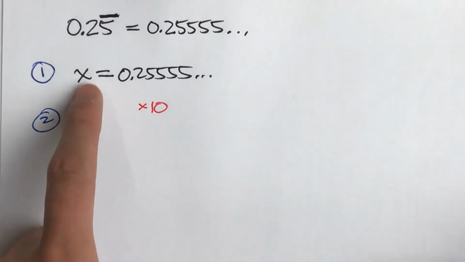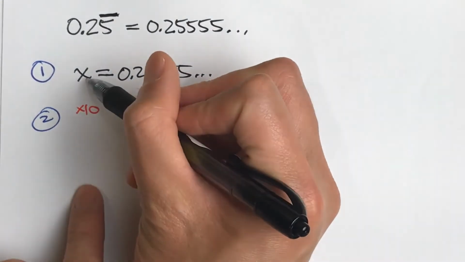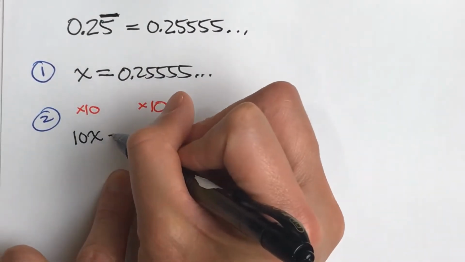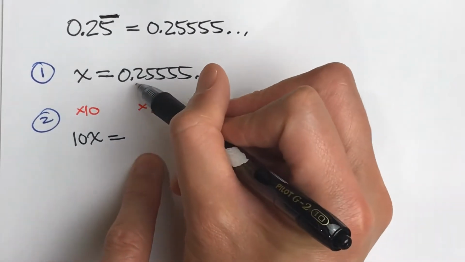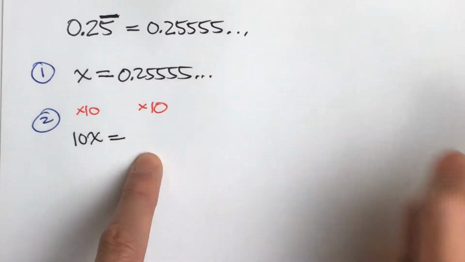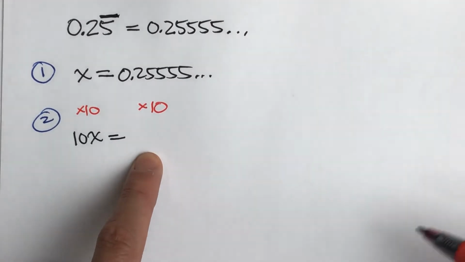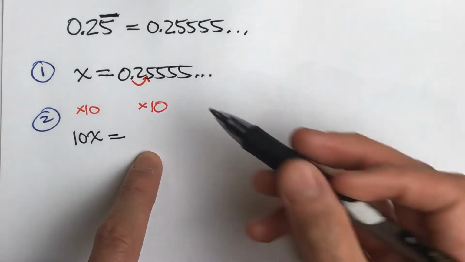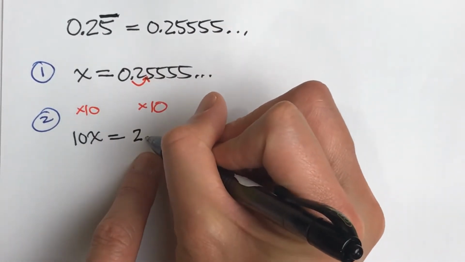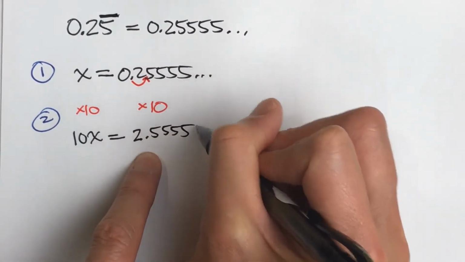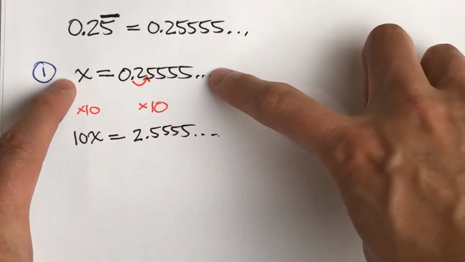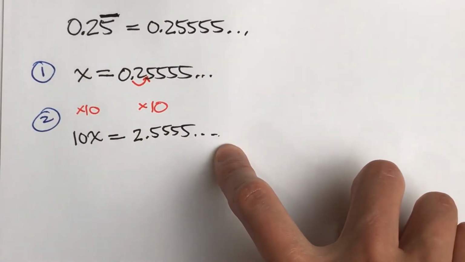So when I multiply both sides by 10, 10 times x gets me 10x. Drop down my equal sign. 0.2555555 repeating multiplied by 10. Anytime you multiply a decimal by 10, you just move that decimal place over one spot. So this becomes 2.5555 repeating. Okay? So that's what we have so far. We have these two equations, x equals this and 10x equals that.